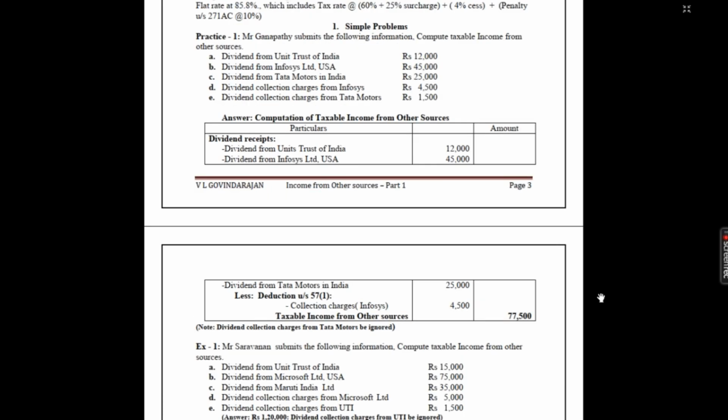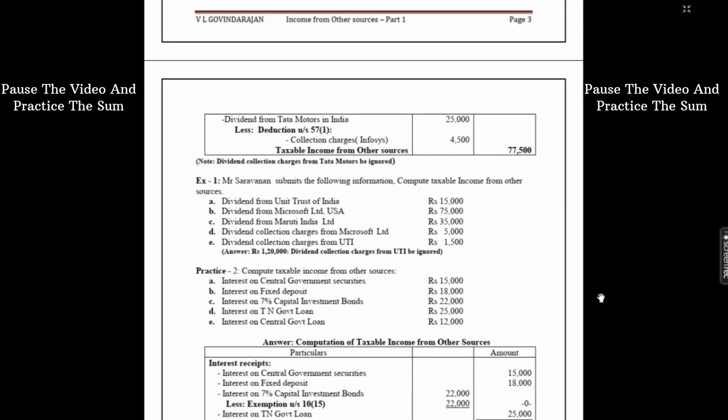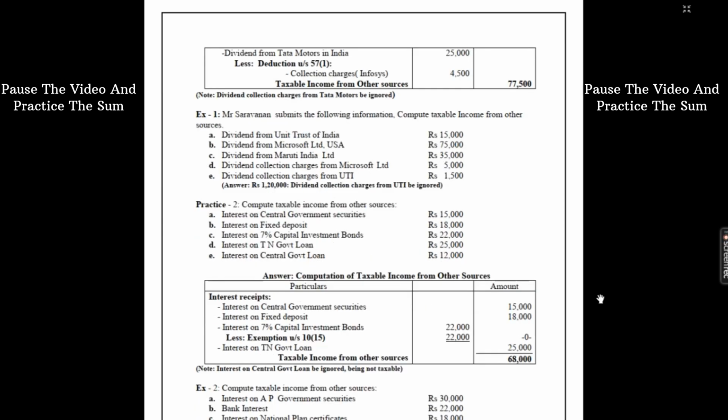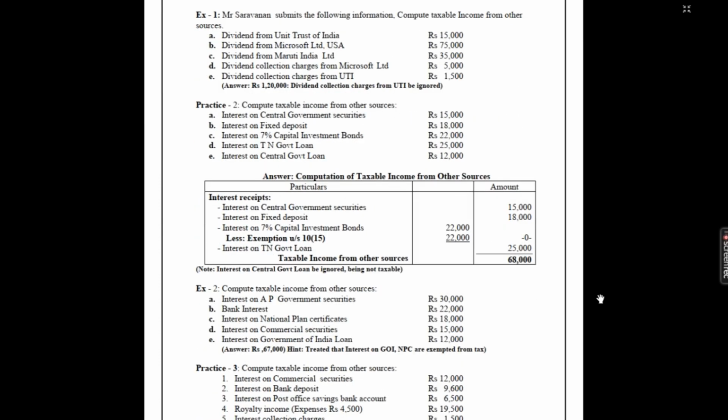In the same pattern, you can practice this exercise 1 and verify the answer. Now let me see practice 2. Compute taxable income from other sources. Actually, in the first sum, all the incomes were dividend income, but in the second practice, all the incomes were interest income. Please note this.